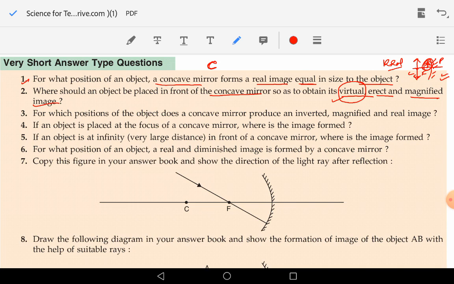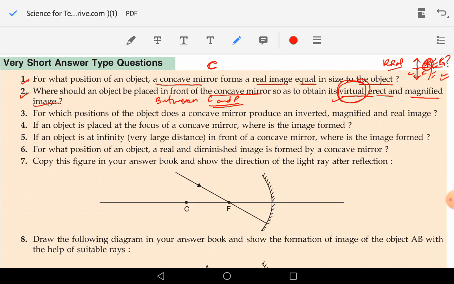So the answer to the second question is that the object should be kept between focus and pole of the concave mirror. Only this is the case where the image is virtual, erect and magnified, and virtual image means that it will be formed behind the mirror.